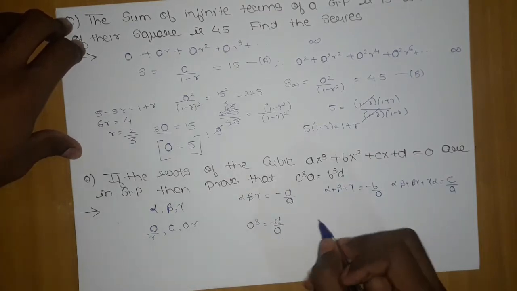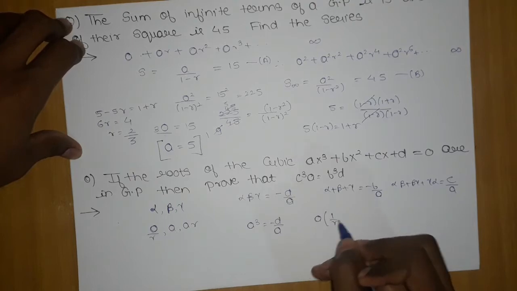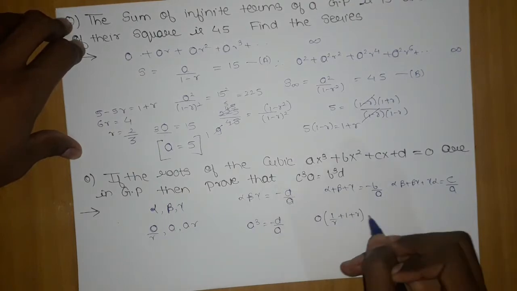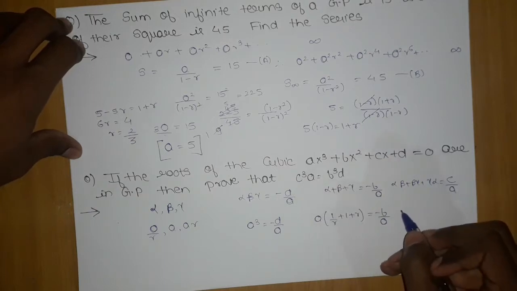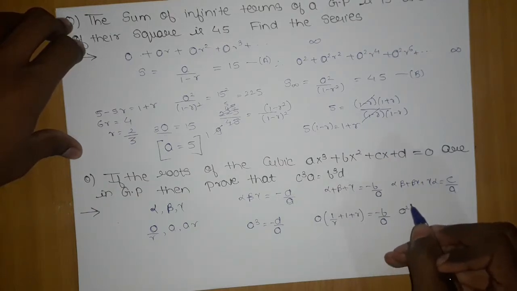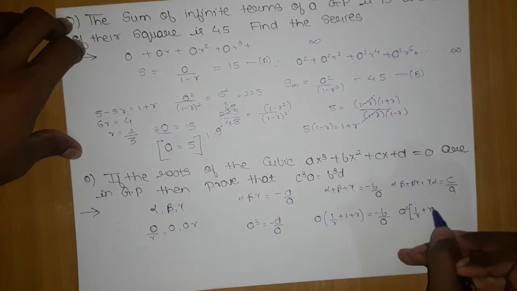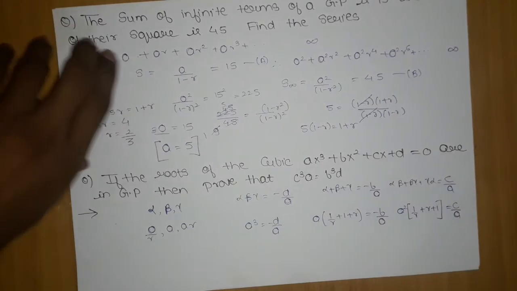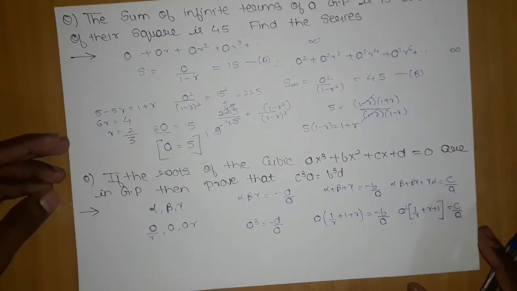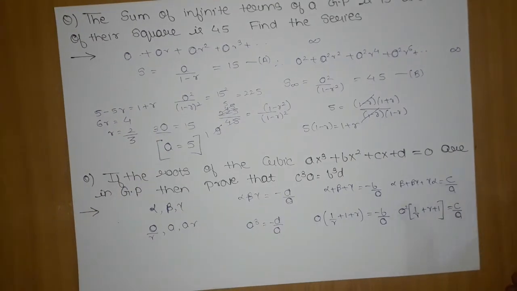One thing here, if I take a common, I get a into 1 by r plus 1 plus r, which will be nothing but minus b by a. Here it will be a square into 1 by r plus 1 plus r, which will be equal to c by a. So we got all the things. Now what should we do?